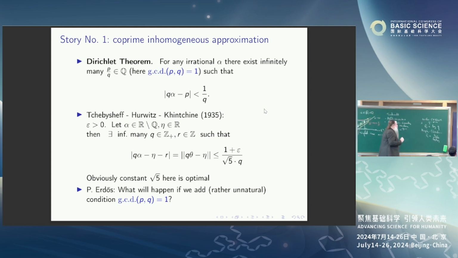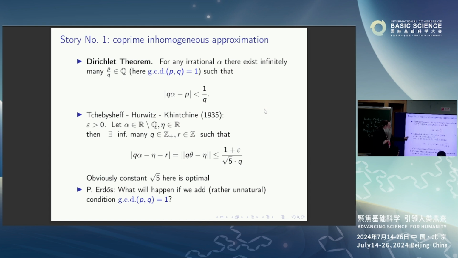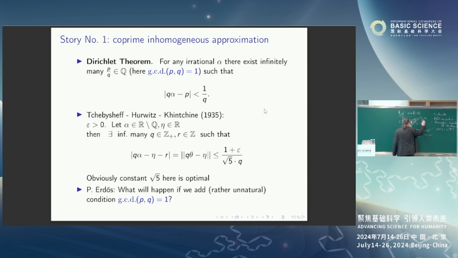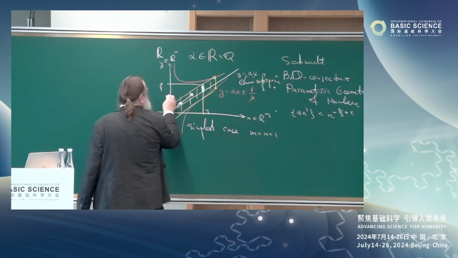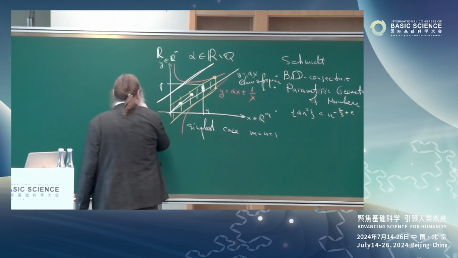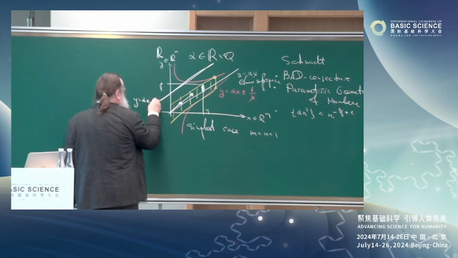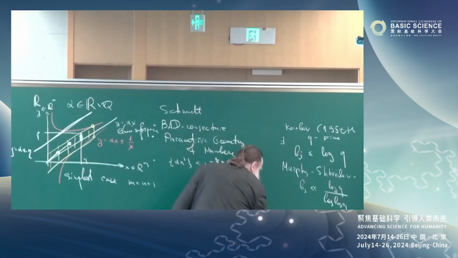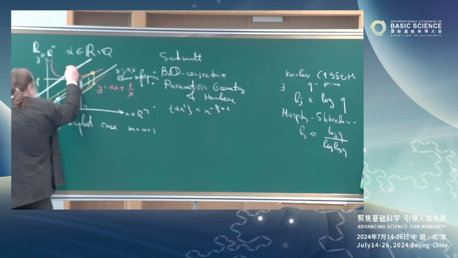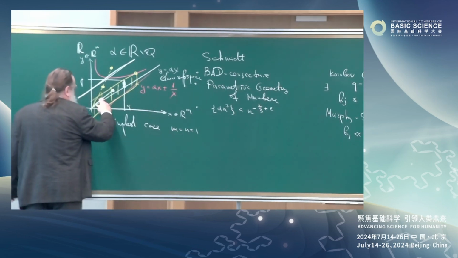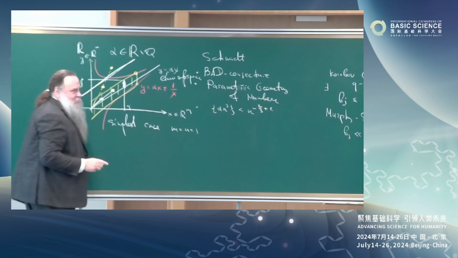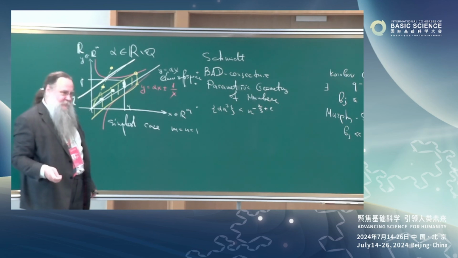Before going to my first story, I will recall the simplest inhomogeneous setting. Instead of a linear subspace, we may consider an affine subspace. It is y equals alpha x minus eta. And then we can catch integer points close to this subspace. But then, if we consider inhomogeneous approximation, then this argument with non-primitivity doesn't work.